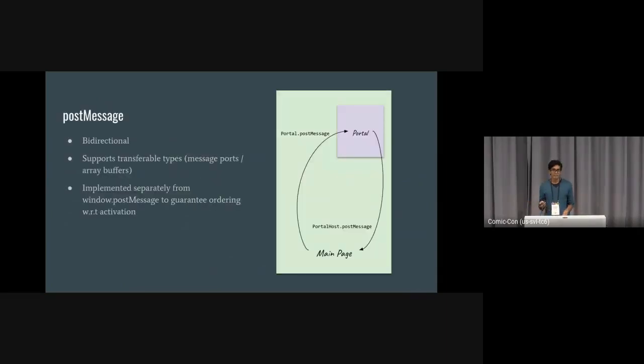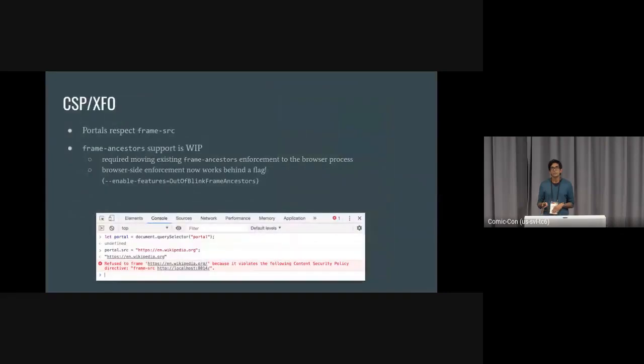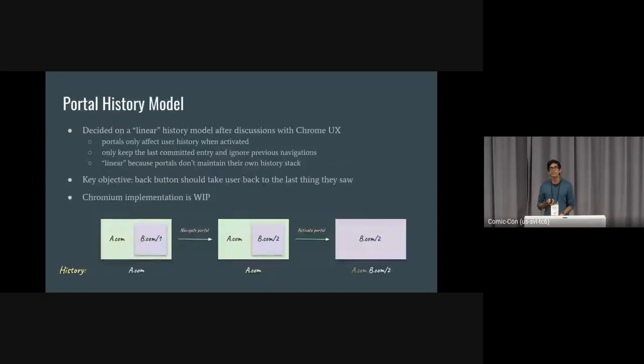So what have we been up to since the last BlinkOn? We've implemented post message, which is a way for the portal to talk to its embedding page and vice versa. We've worked on getting portals to respect CSP directives, in particular frame-src and frame-ancestors, which are to do with frame embedding. As you can see from the little picture there, portals do respect frame-src. Frame-ancestors is work in progress. We realized we had to refactor the current way we enforce frame-ancestors and moved it from Blink to the browser process. That's actually done and has been landed behind the flag.